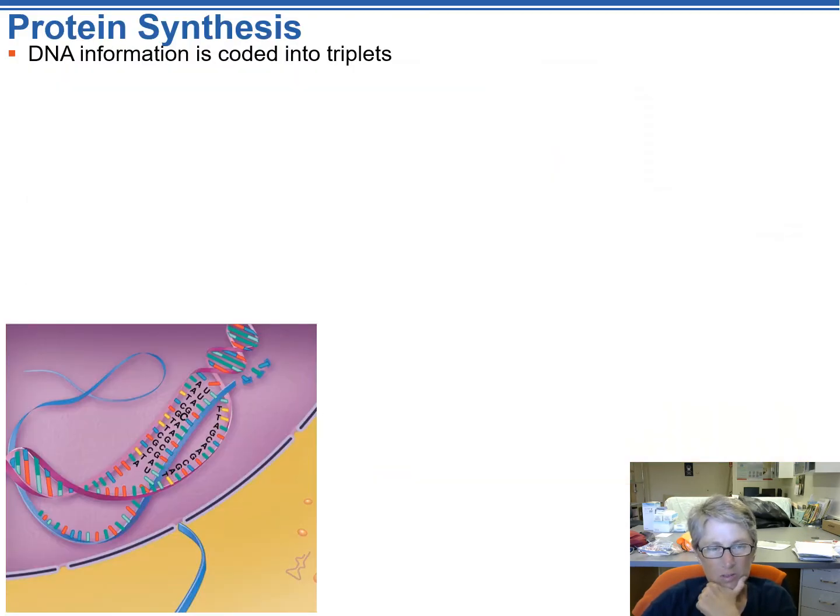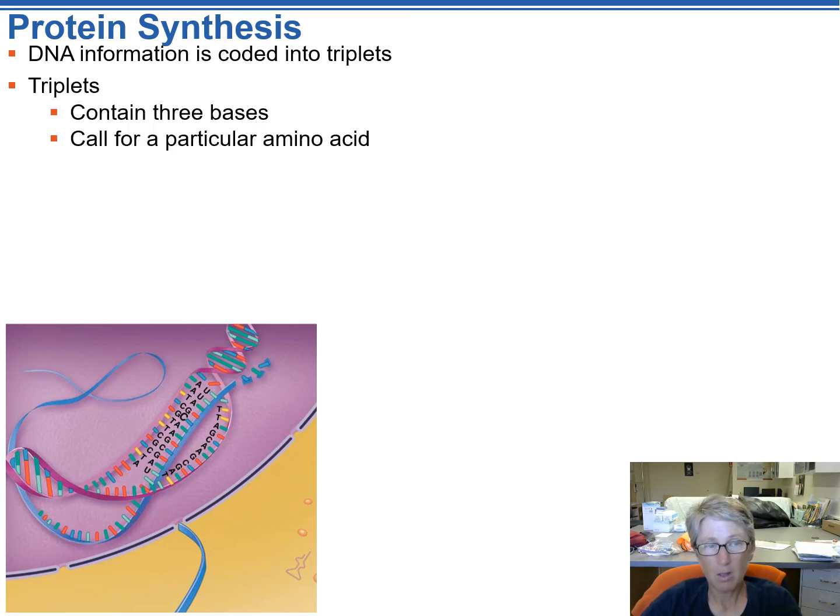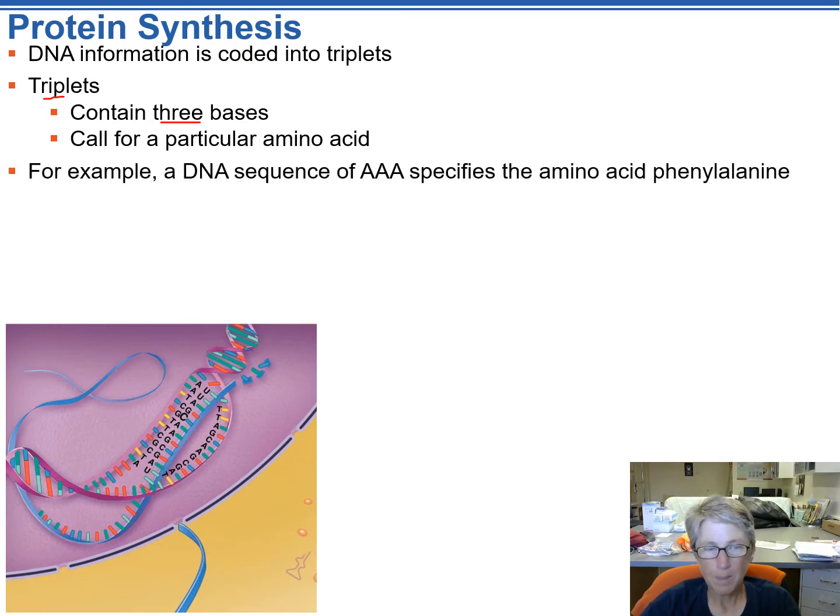Okay, protein synthesis. DNA information is coded into triplets, and that's called a codon on the messenger RNA. Triplets, obviously, contain 3 bases, and they code for a particular amino acid. For example, we don't have it here, but if you could find a strand of DNA that had AAA, that would down the line code for the amino acid phenylalanine.